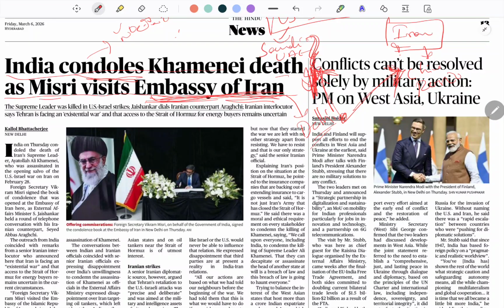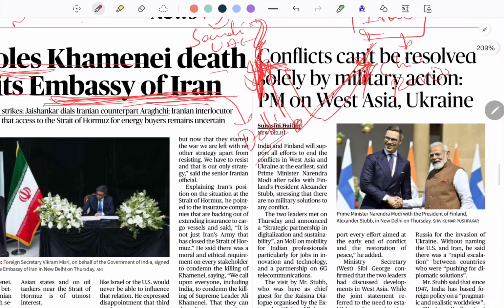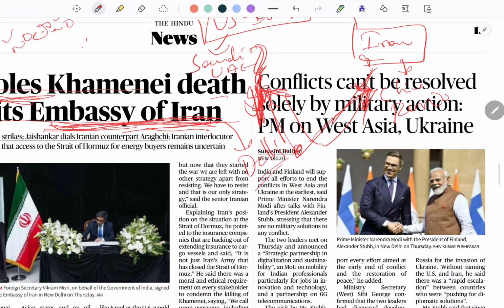Our foreign secretary Misri visited the embassy of Iran and expressed condolence on behalf of our nation. So we are trying to balance our relationship with both countries. That's what this article is speaking about.